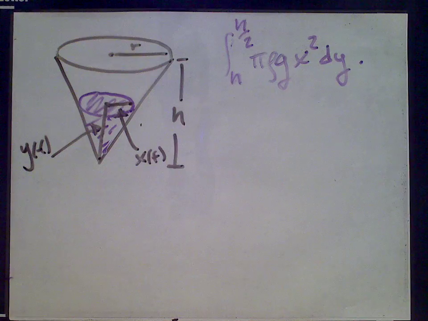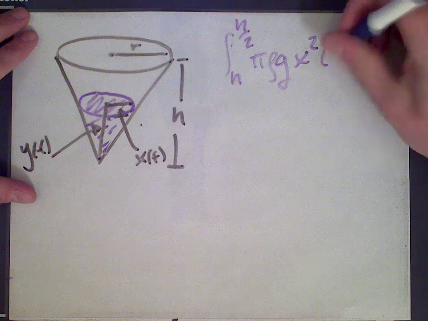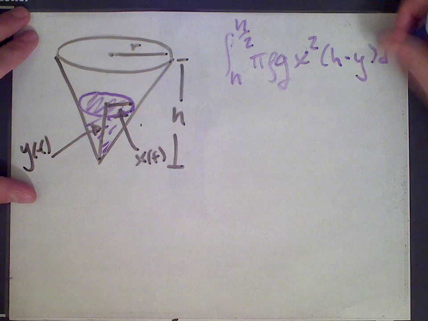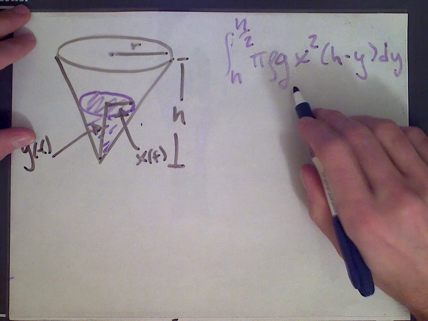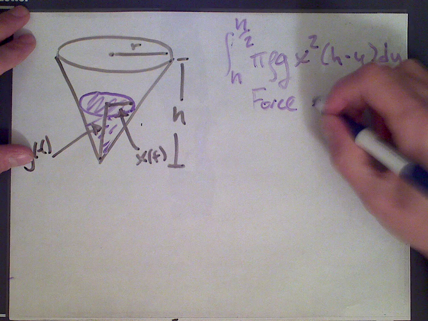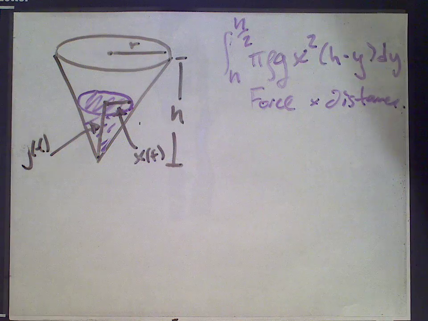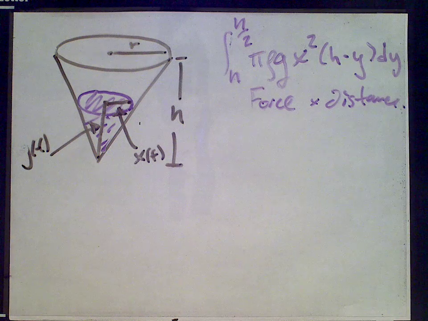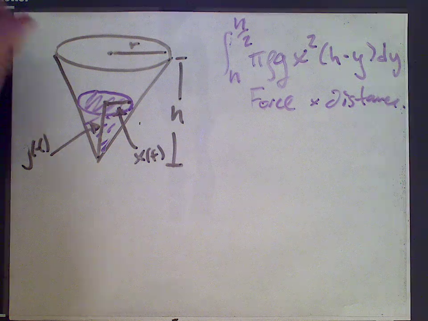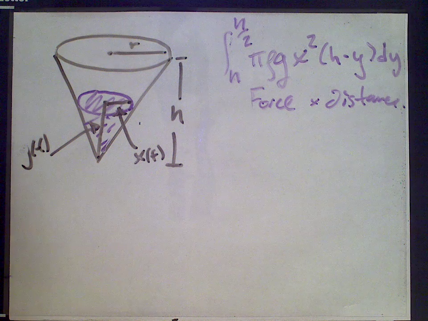Okay, sorry, we need to multiply by the change in height as well, which was h minus y, dy. So you're thinking of this as force times distance. Force here times distance here, and then you integrate. Okay, so let's see. We need x in terms of y. We're going to use similar triangles.